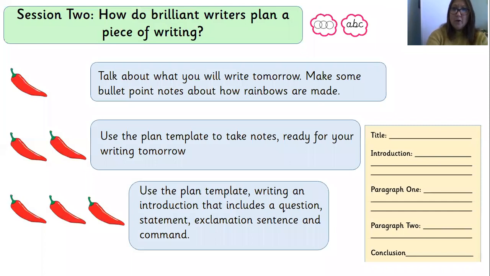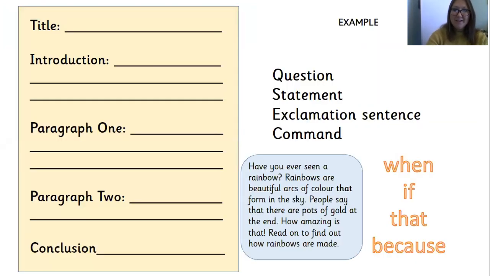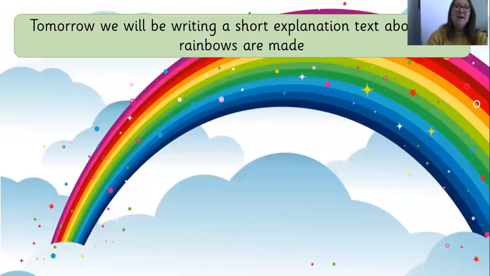So if you would like to put me on pause now, you can decide which Chili challenge you're going to do. Beneath me here is an example of the plan you may like to write in your book. Title, introduction, paragraph 1, paragraph 2, and conclusion. We can't wait to see what you do. So tomorrow, you guessed it, we're going to be writing a short explanation text about how rainbows are made. I am so super excited to see what you do and how you present them.